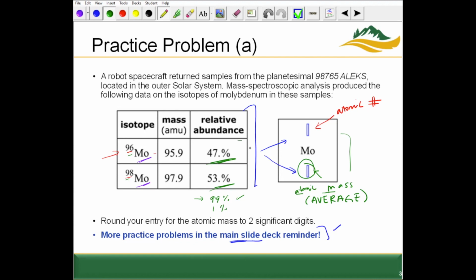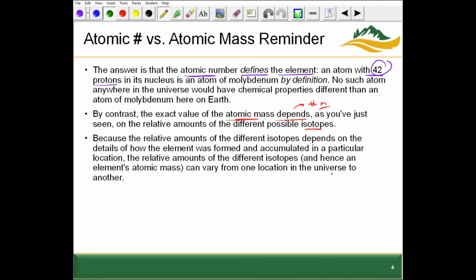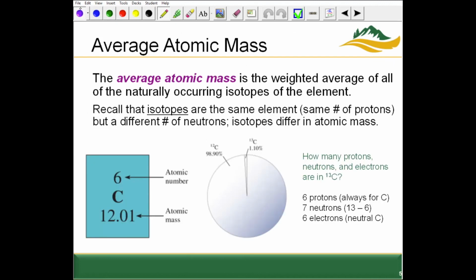So relative abundance will just depend on the specific element. It can be about half and half for two different isotopes. It can be up to 99% for one isotope, while only 1% for the other isotope of that element. So again, the relative amounts of the different isotopes will end up telling us the element's average atomic mass. So we've defined this now, this average atomic mass.